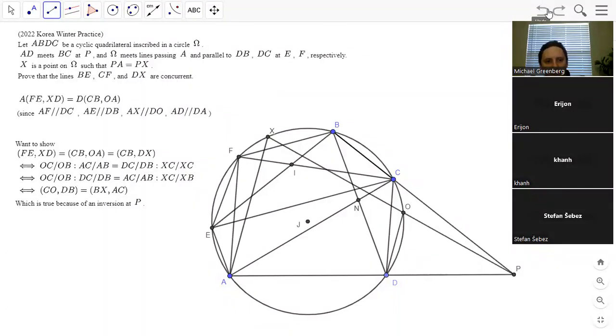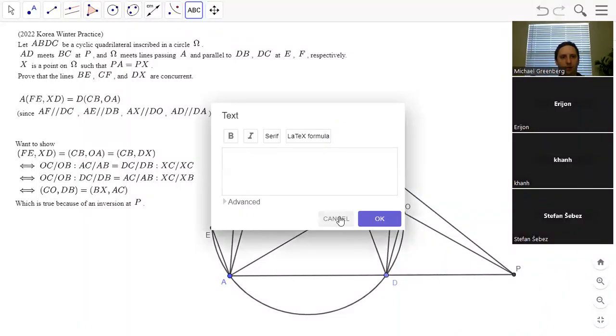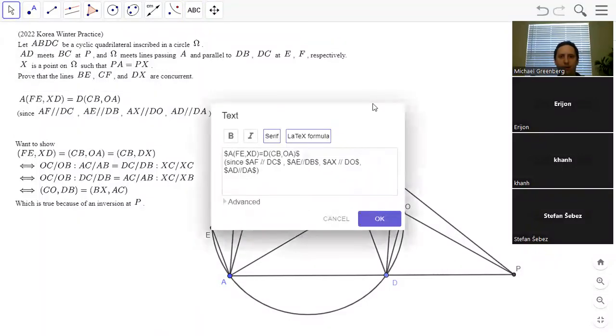Okay, so an inversion about P swaps O and X, B and C, and A and D, and so these have to have the same cross ratio. That's interesting. Okay, so that solves it. I like this.